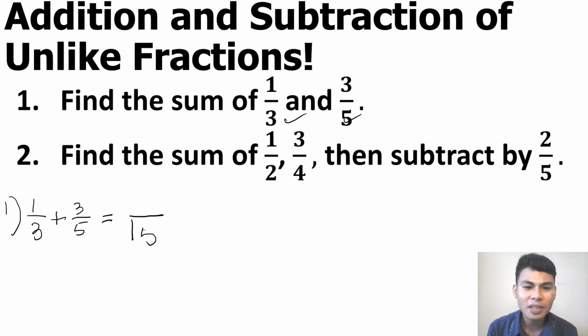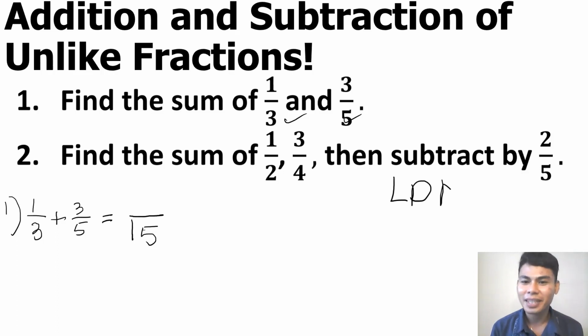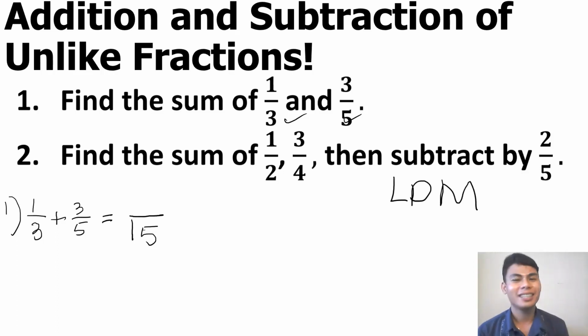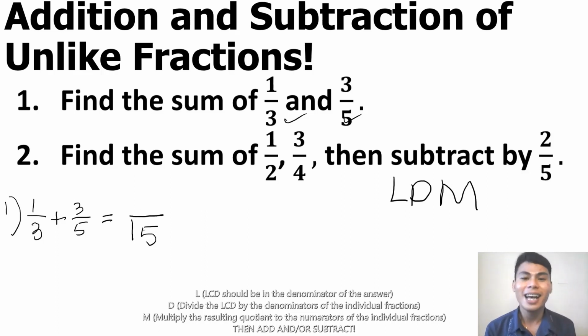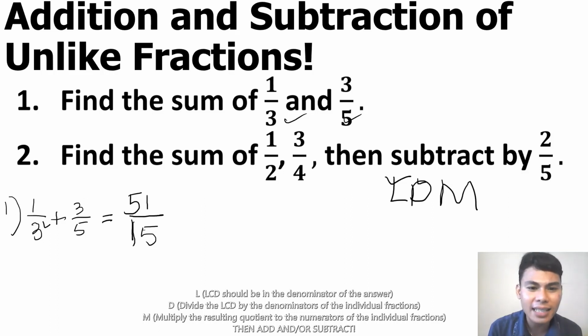Okay? Tapos, anong next style, sir? Ganito. May abbreviation din ako, no? Pwede ding LDM. Hindi LBM, ha? So, LDM. So, the LCD, here, this is the LCD, divided by the first denominator, times the numerator. 15 divided by 3, 5, times 1, 5. Ganyan. We're adding here, so plus.